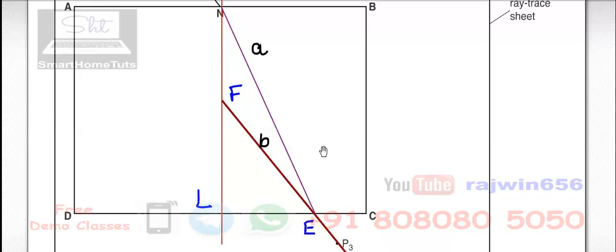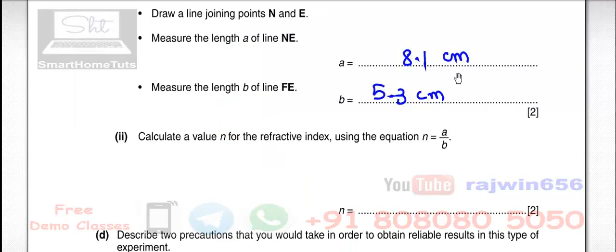We are supposed to measure the length NE. That is marked with the purple line, that is length A. And we are supposed to measure length FE, which is going to be the letter B. We are going to measure both of these lengths and we are going to write them down. So we have measured both the lengths. Length of A is 8.1 centimeters and length of B is 5.3 centimeters.